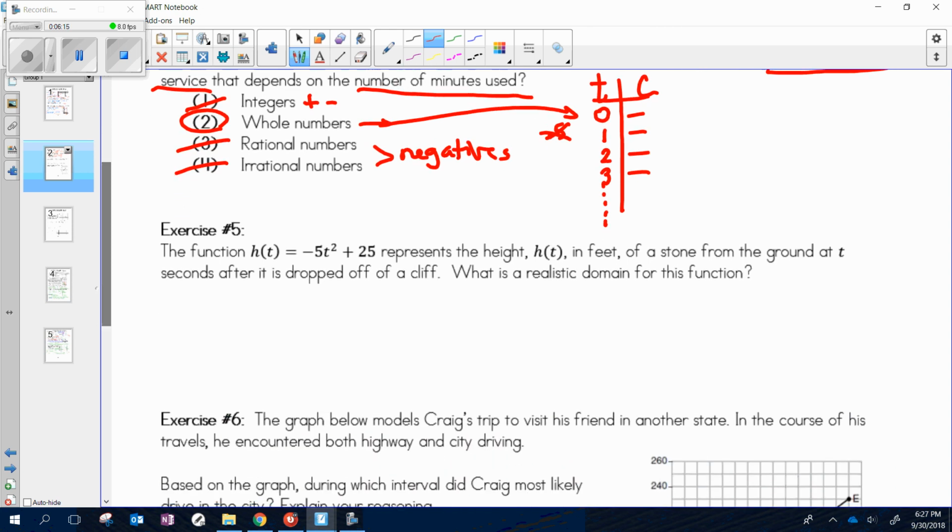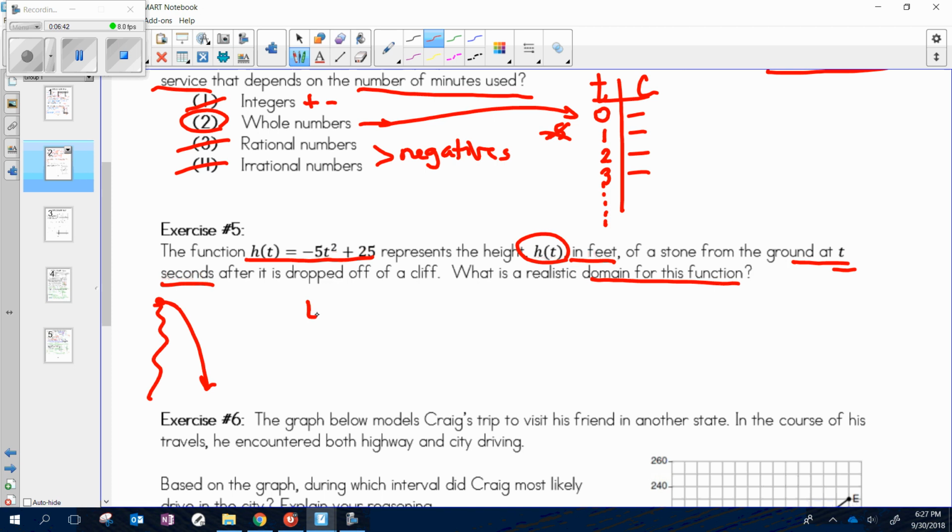Okay, exercise 5. The function h of t equals negative 5t squared plus 25 represents the height in feet of a stone from the ground at t seconds after it's dropped off a cliff. I'm picturing a cliff, somebody up here with a stone, and it's dropping to the ground, right? What's a realistic domain for this function?